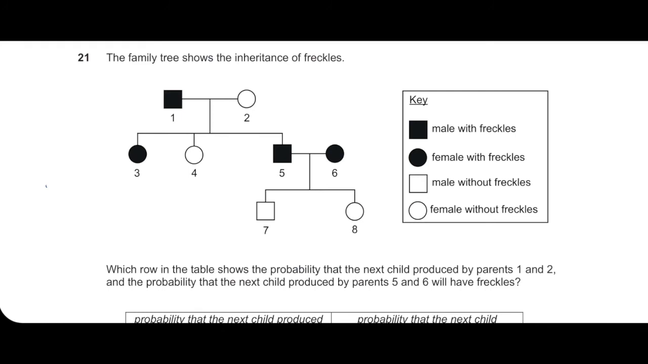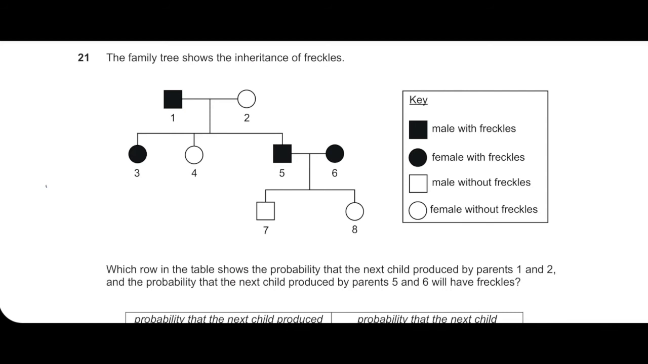Question number 21. The family tree shows the inheritance of freckles, and the family tree is below alongside the key. Which row in the table shows the probability that the next child produced by parents 1 and 2 and the probability that the next child produced by parents 5 and 6 will have freckles? So, immediately you should be able to tell that freckles are a dominant trait. This is because it doesn't seem to skip generations.